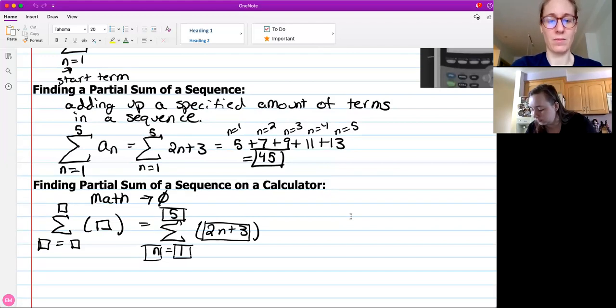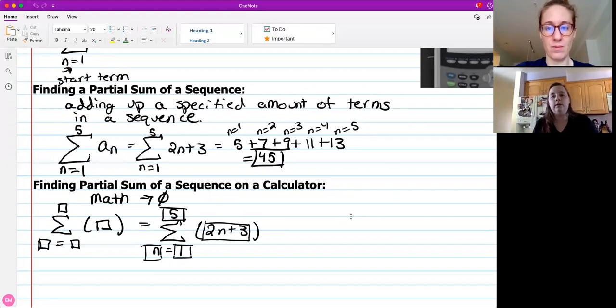So let's just do that really quick. Yep, and it gives me 45. I just use the variable x instead of n because it's easier, since you just have that variable button by the alpha. But yeah, that's it. So you can use that to find larger partial sums of a sequence, or if you're lazy, you can use it to find this one.